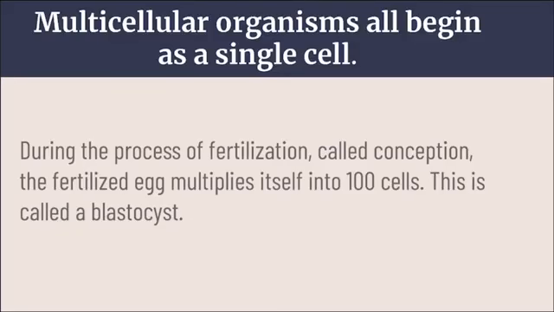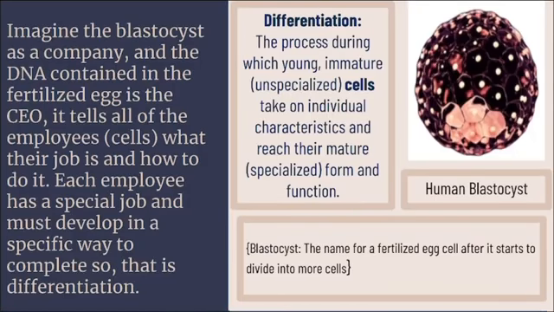Multicellular organisms all began as a single cell. During the process of fertilization, called conception, the fertilized egg multiplies itself into 100 cells. This is called a blastocyst. Imagine the blastocyst as a company, and the DNA contained in the fertilized egg is the CEO. It tells all of the employees what their job is and how to do it. Each employee has a special job and must develop in a specific way to complete it.